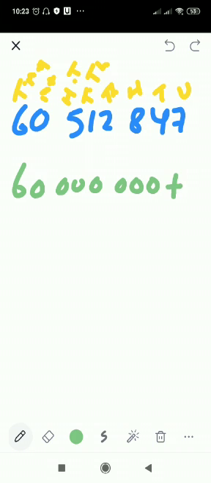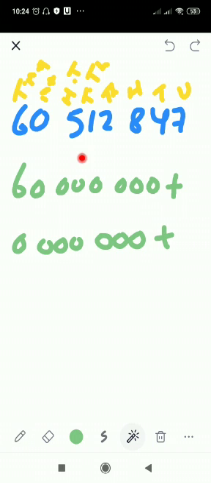Then the next value is million, and million has how many digits? You can count from here also. 1 2 3 4 5 6 7. You can count the values after million, including million. So we should have 7 digits in million, and there is 0 million, so we will write 0 million like this. Then we have how many 100,000 here? 500,000 here. So we are going to write down 500,000.